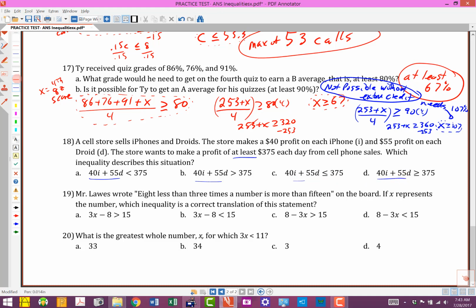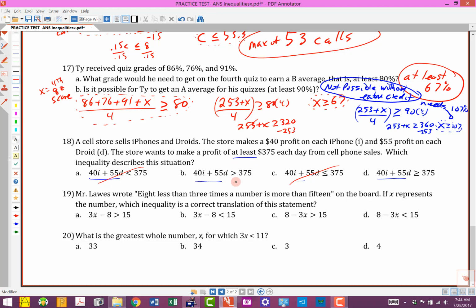The question is, if the store wants to make at least $375, which of these describes the situation? So this is where their sales are less than $375. This is where their sales are greater than $375. Less than or equal to $375. So gosh, we can cross off these immediately. It's just down to the two of those. So which of these two represents the fact that they're okay with a profit of $375 or more? They want to make at least $375.